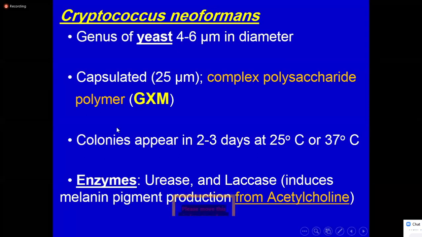The colonies appear in culture in 2 to 3 days at 25 degrees centigrade or 37 degrees centigrade. This fungus, or yeast, has enzymes: urease enzyme and laccase. Laccase can induce melanin pigment from catecholamines. Very important in the pathogenicity, this laccase, and I will come back to it in a moment. So remember, Cryptococcus neoformans is urease positive. I repeat again, it is urease positive. This is a main difference from Candida. The capsule is another difference from Candida.